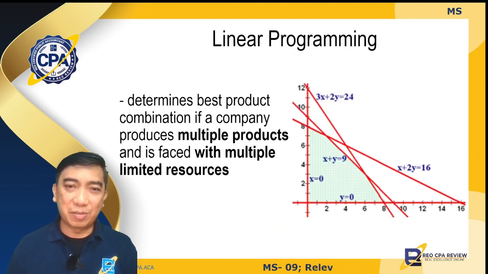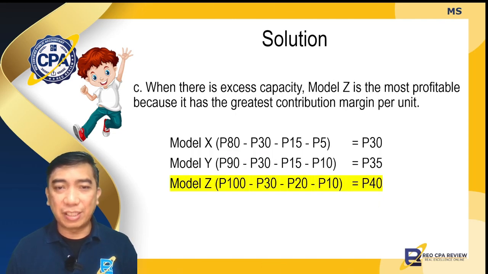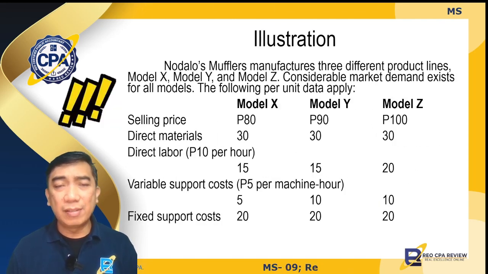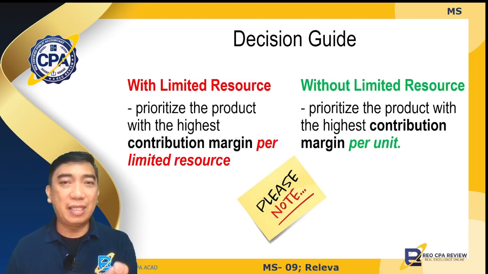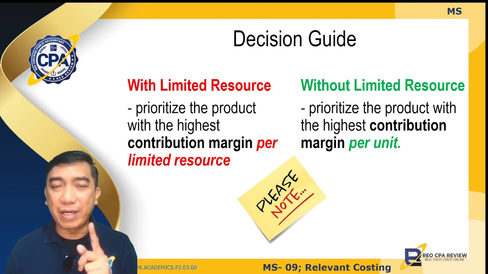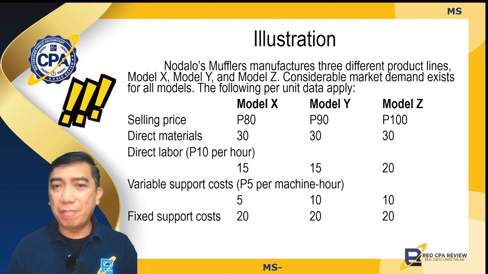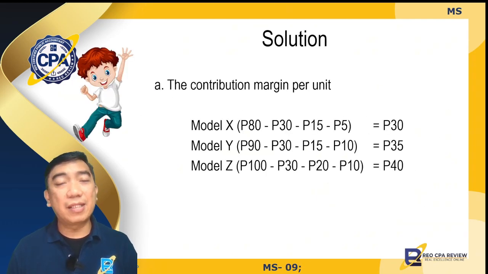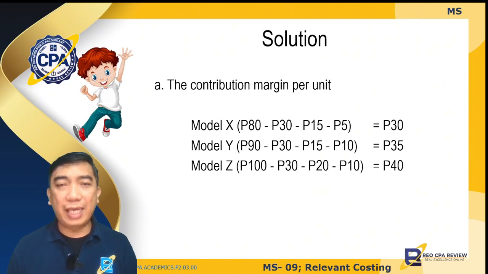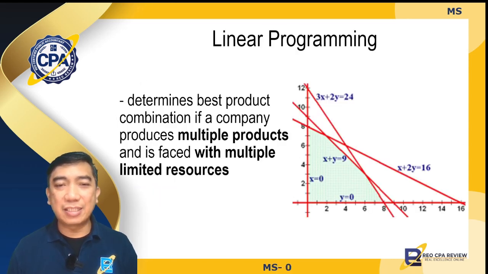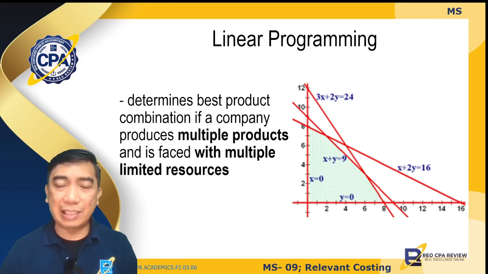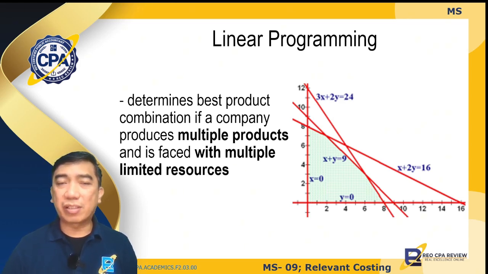Alright? So, let's continue. Class, by the way, etong present ko sa inyo, etong kay Nodalos, ang assumption natin dito is, ang limited resource isa lang. Pating discussion natin kanina, ang assumption natin dyan, there's only one limited resource. The question is, what if I have multiple limited resources? What will be my approach in determining the best combination of my products? Ang sagot doon, class, it becomes linear programming. So, the linear programming is a quantitative approach that is used to determine the best combination of products that will maximize our profits.